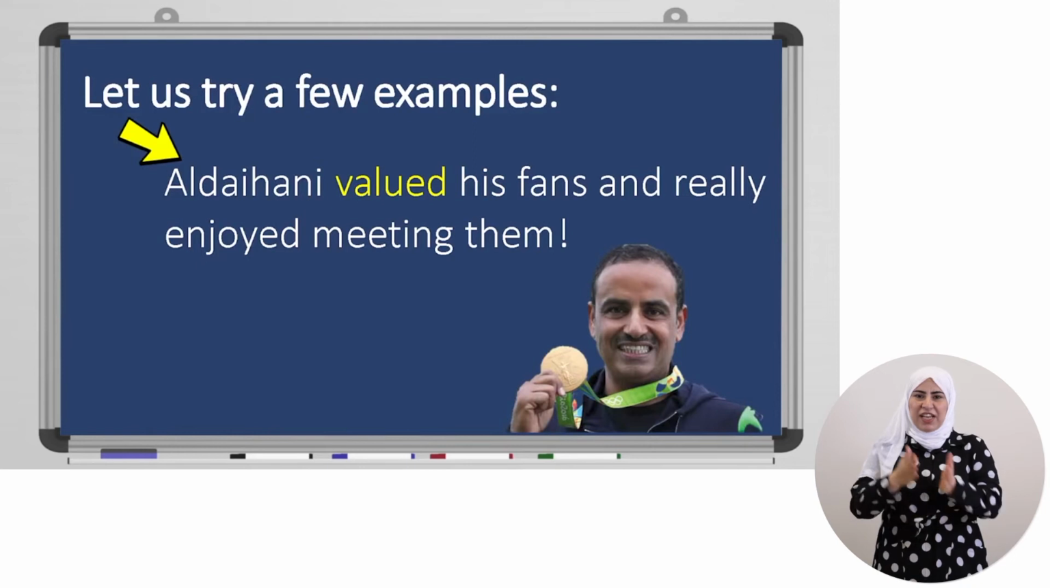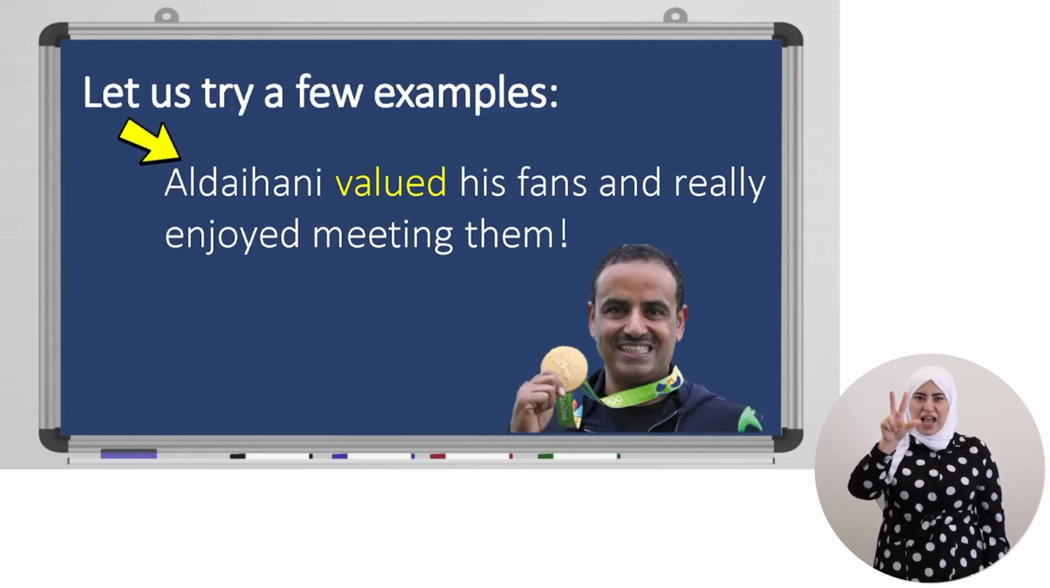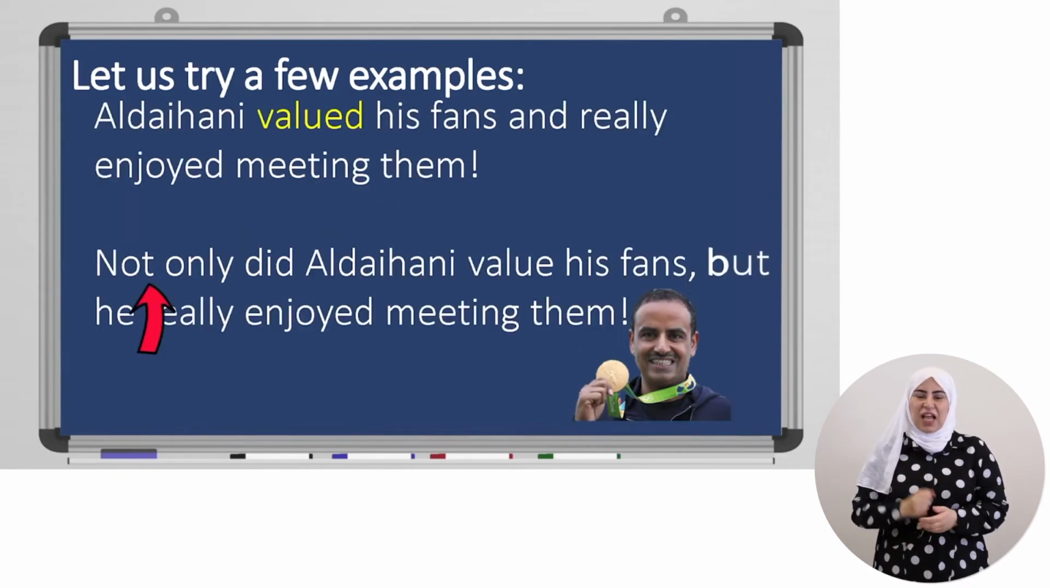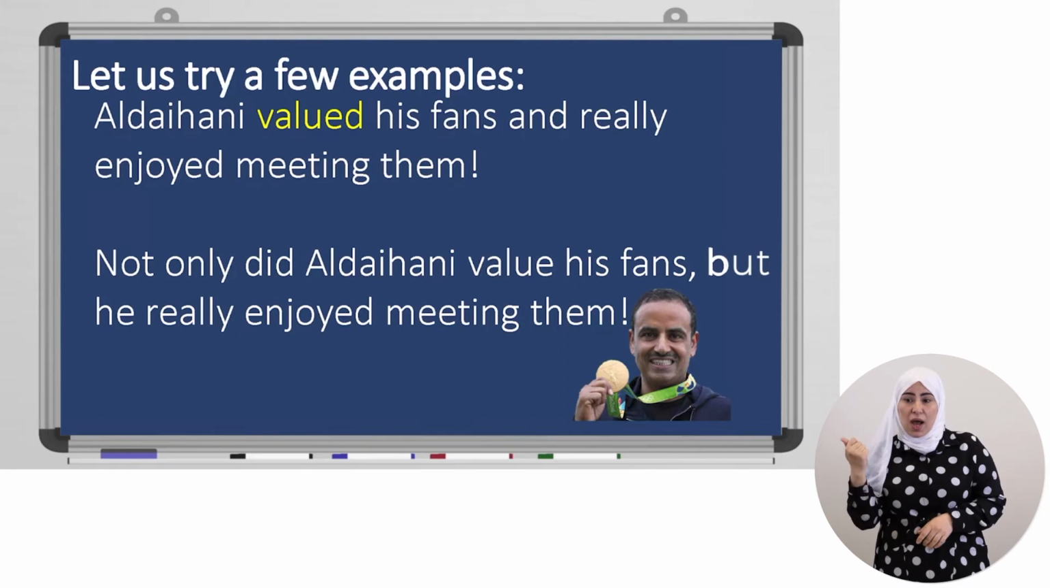Now, what do we have to do? We have to move on to another example. Now, do you know Fahd Dehani? I'm sure you all know about him. Dehani valued his fan and really enjoyed meeting them. Now, this is a regular sentence. If I want to show that he really, really values his fans, I'm going to use inversion. So I'm going to use not only. Not only, but. Not only is always paired with what? But. Not only did he value his fans, but he really enjoyed meeting them. Let's break down the sentence together.